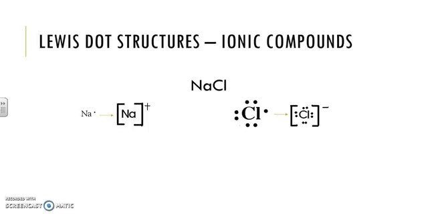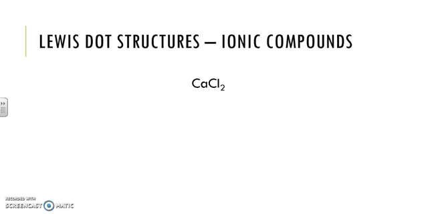So now we need to marry together these two images into NaCl's complete picture. And that's exactly what it looks like. Let's try another example of an ionic compound. How about CaCl2? Well, let's go through the process again.